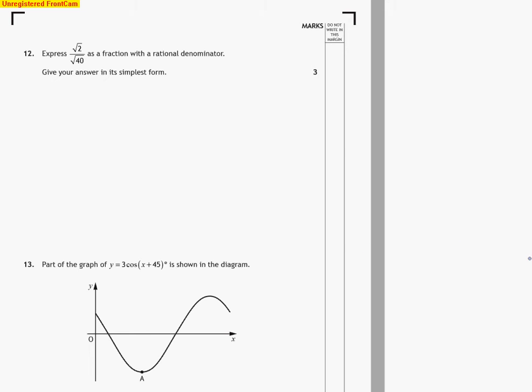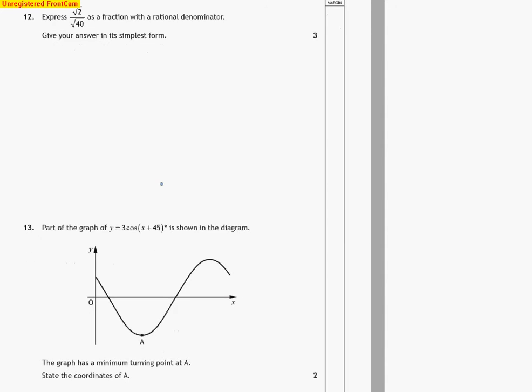Okay, question 12. Express root 2 over root 40 as a fraction with a rational denominator. So right now we've got an irrational denominator because we've got a surd on the bottom. So we need to undo the surd. We need to have a nice integer on the bottom.